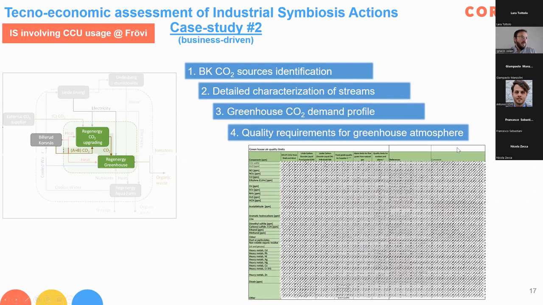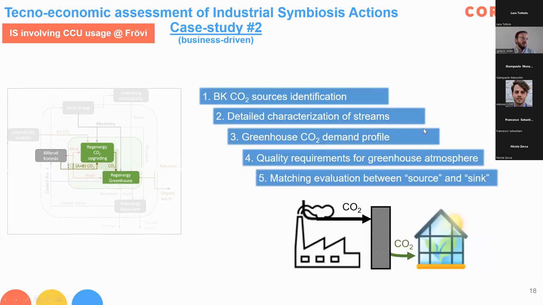Okay, the fourth is the evaluation of the quality requirements for the greenhouse atmosphere, which is the maximum allowable limit of impurities, or analogously, the minimum CO2 flow quality acceptable for the tomato growing greenhouse. Are there other CO2 sources that can complement the flue gas from the pulp and paper mill? This is the case study that we need to evaluate.